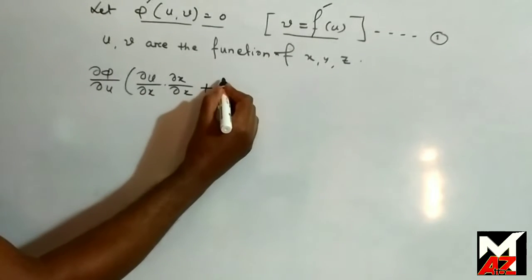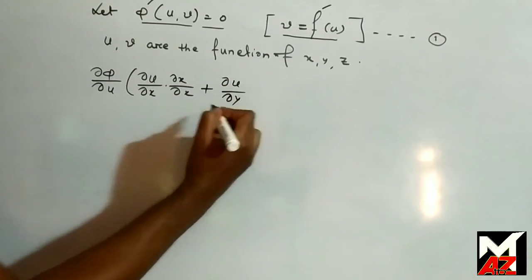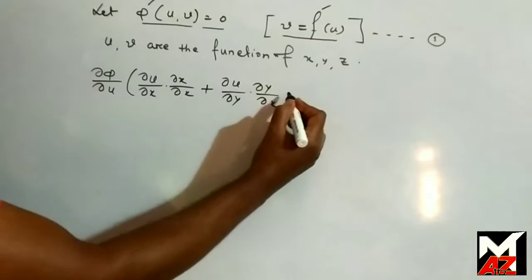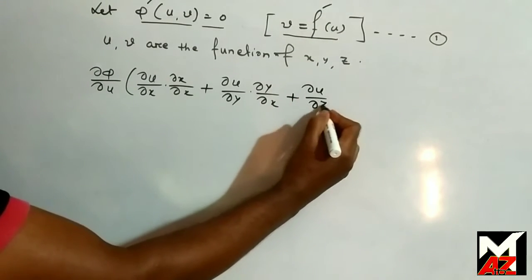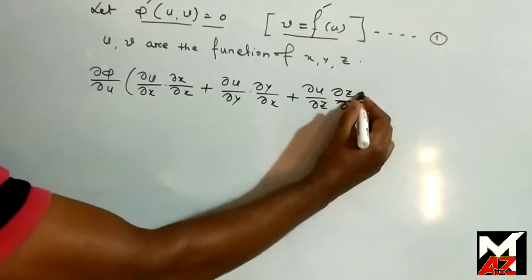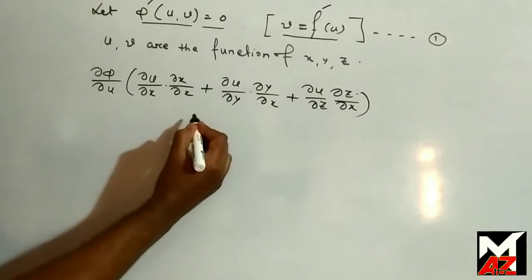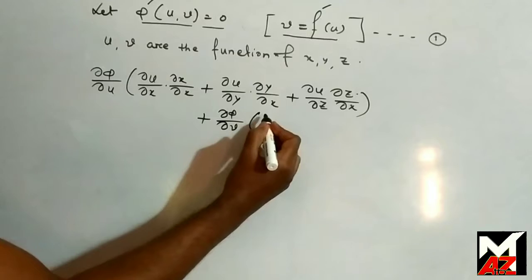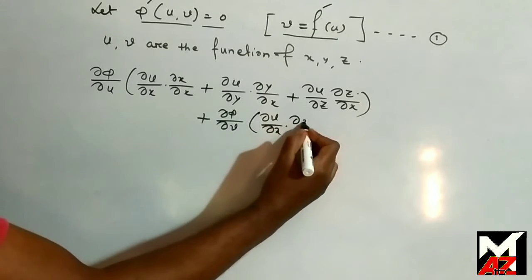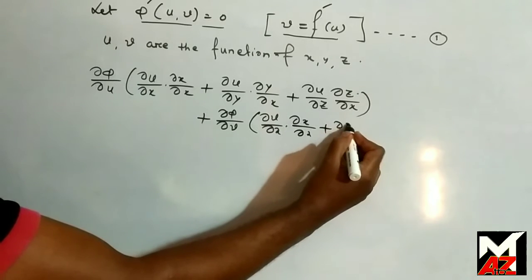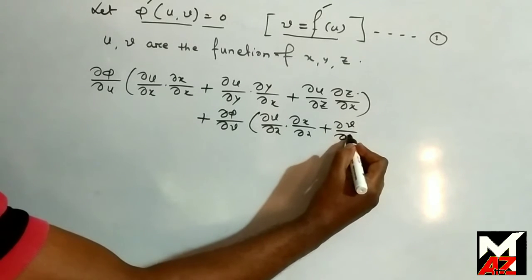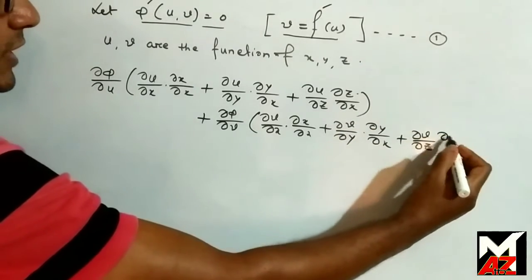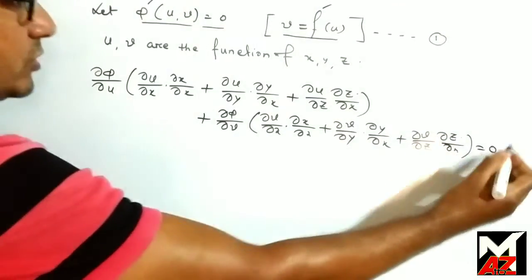plus del u by del y into del y by del x plus del u by del z into del z by del x, plus del phi by del v into del v by del x into del x by del x plus del v by del y into del y by del x plus del v by del z into del z by del x. This is equal to 0.